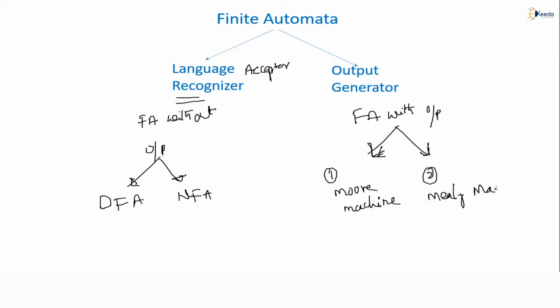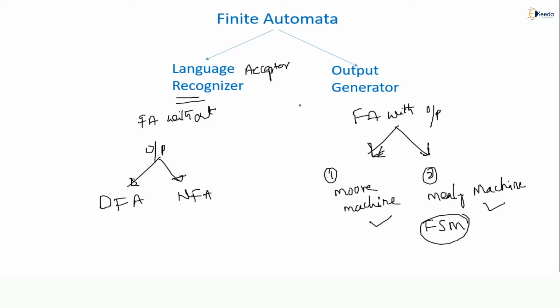As I told you, FA is implemented in hardware switching theory, in circuit design. So we are using finite state machines. This finite state machine is nothing but one is Moore machine, another one is Mealy machine, which are practically implementable in switching theory, which are output generators. And FA, like DFA and NFA, are only language recognizers or acceptors.